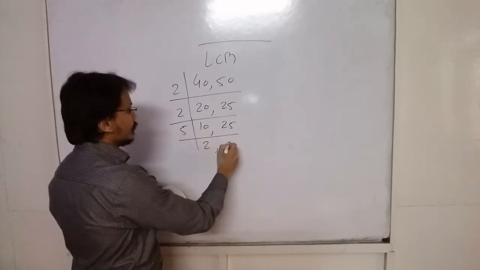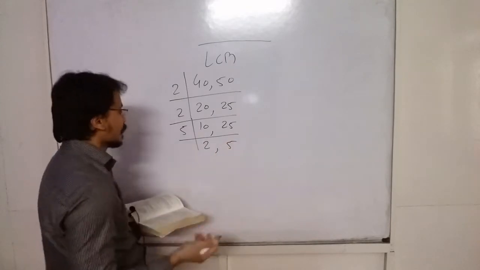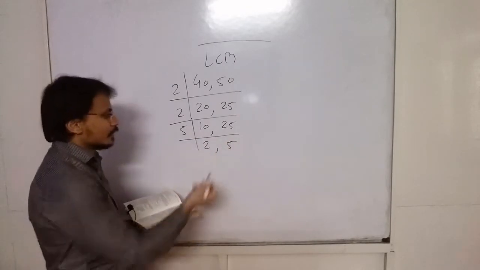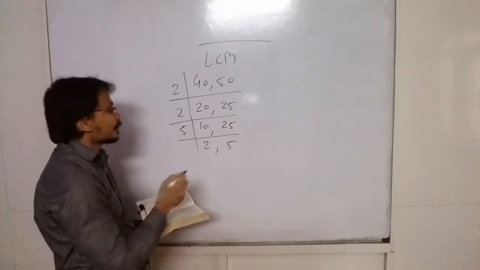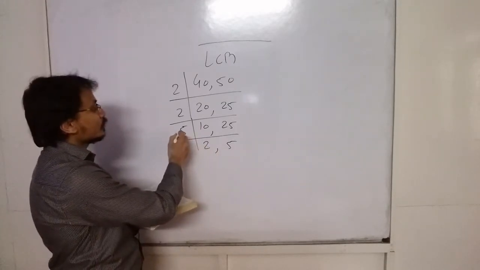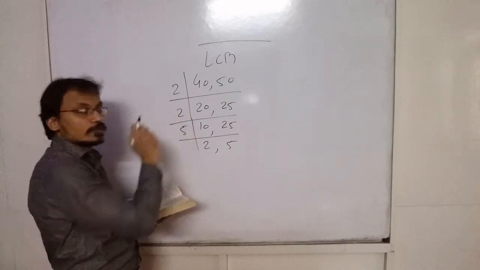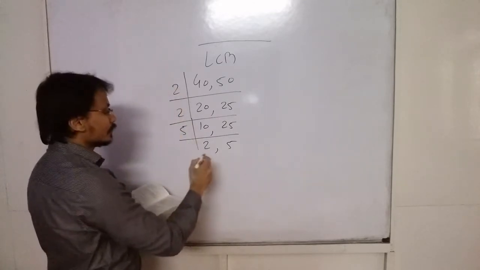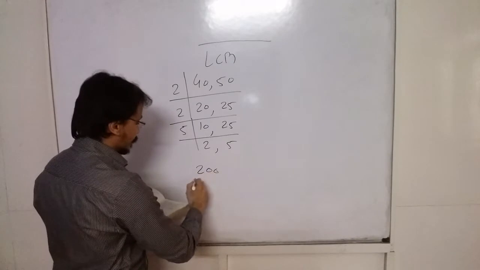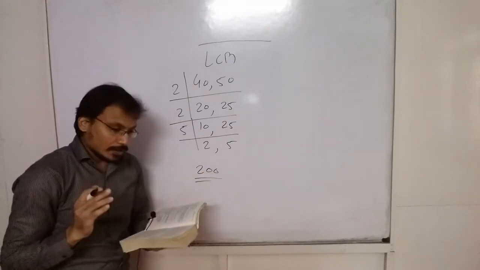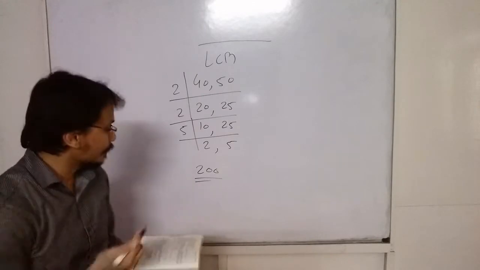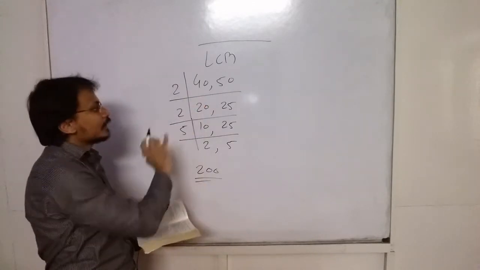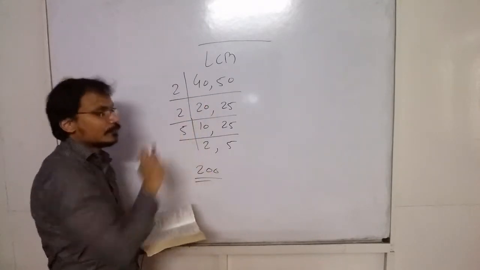So 5 2s are 10 and 5 5s are 25. Now it is not getting divided, so you can take these numbers. 5 2s are 10, 10 into 5 is 50, 50 into 2 is 100, 100 into 2 is going to be 200. Normally I ask every student the same question: this 200 is the LCM of 40 and 50.